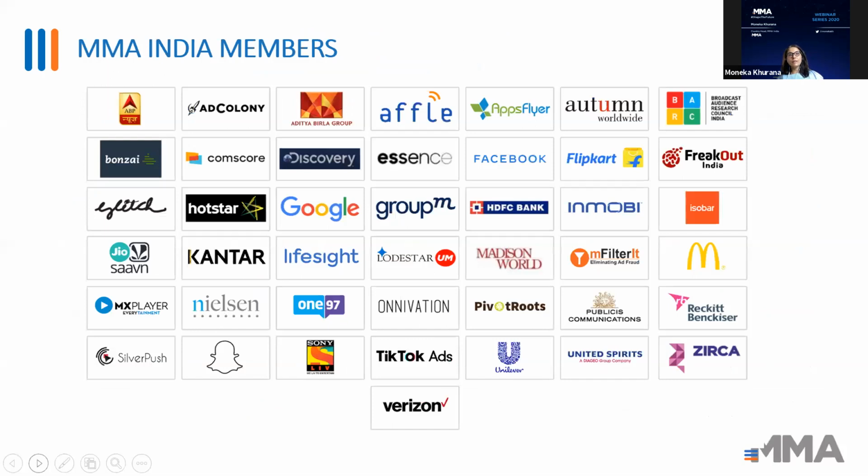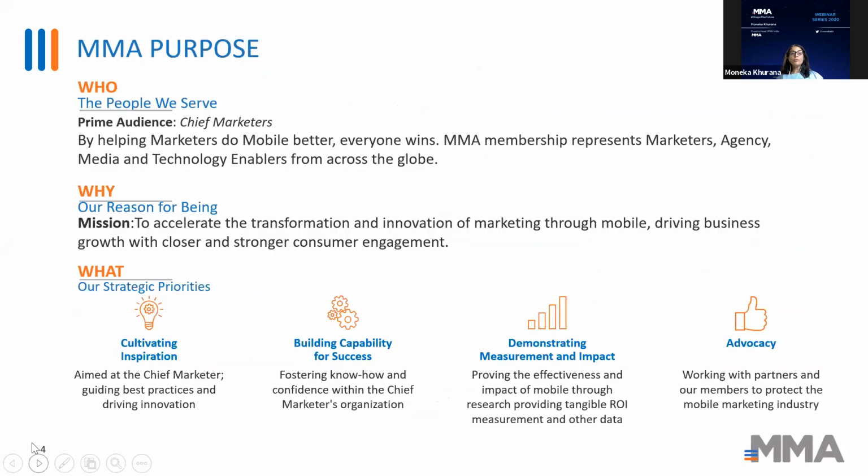So this is the entire ecosystem which we represent, and it reflects across our markets. And our mission is to accelerate the transformation and innovation of marketing through mobile, enable adoption of mobile at scale to transform and to engage customers better.